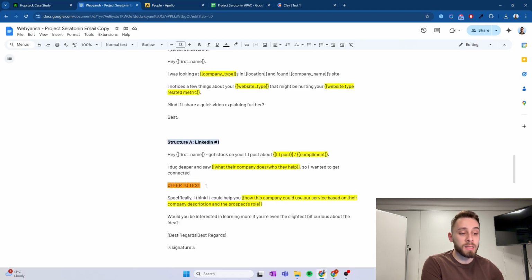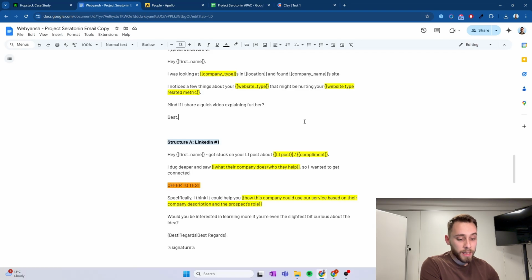Prefacing this by saying this worked for us. I'm not guaranteeing that this is gonna get you results with your offer, but you could use it to ideate and brainstorm, feed it into ChatGPT, and see what you could come up with. But basically we have structure A using LinkedIn data. And by the way, I'm gonna show you how to do everything in Clay as well.